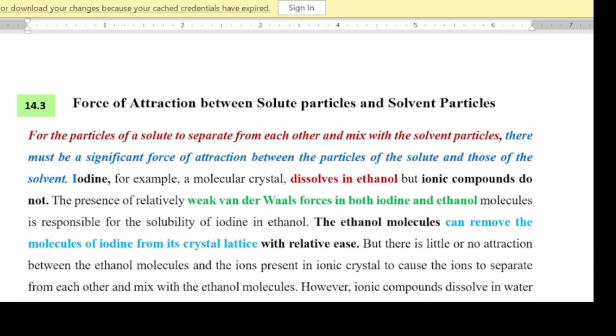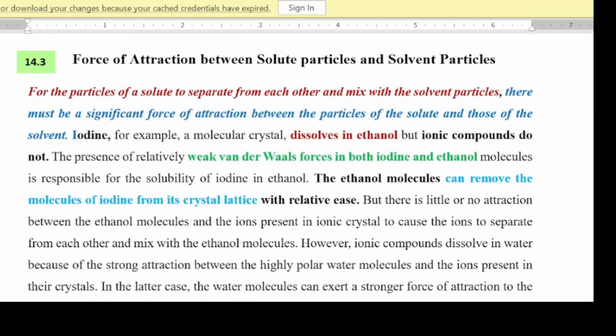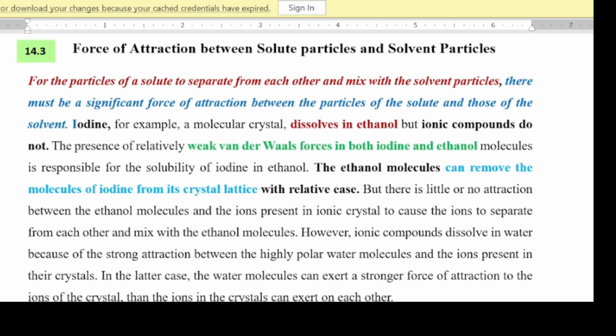So the question is, why does ethanol dissolve iodine but not sodium chloride? If you took some ethanol, you want to make a tincture of iodine, you use ethanol, and you quickly see the solution become dark brown. But if you took some sodium chloride and you try to dissolve it with ethanol, nothing will happen.